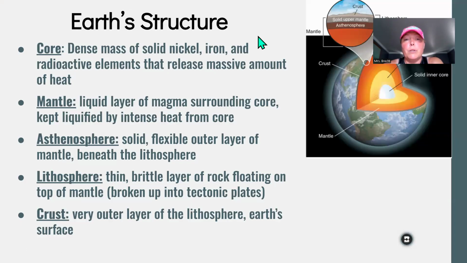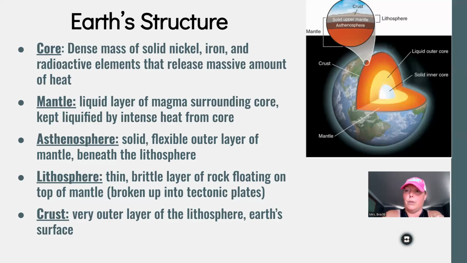So it's important to remember, and I'm hoping most of you took Earth Systems. If you didn't, make sure that you take the time to look in the textbook and read a little bit about this. But the Earth's structure, if we go from the center to the outer part: the core is made of solid nickel, iron, and other radioactive elements. It creates this massive amount of heat within the Earth's core. The mantle is a liquid layer of magma that surrounds the core, and it's maintained as a liquid because of the intense heat of the core of the Earth.